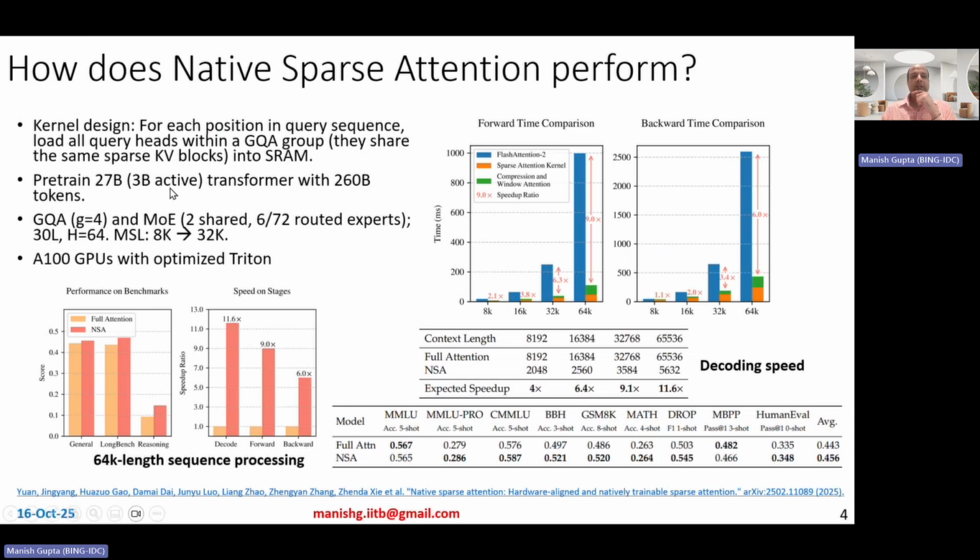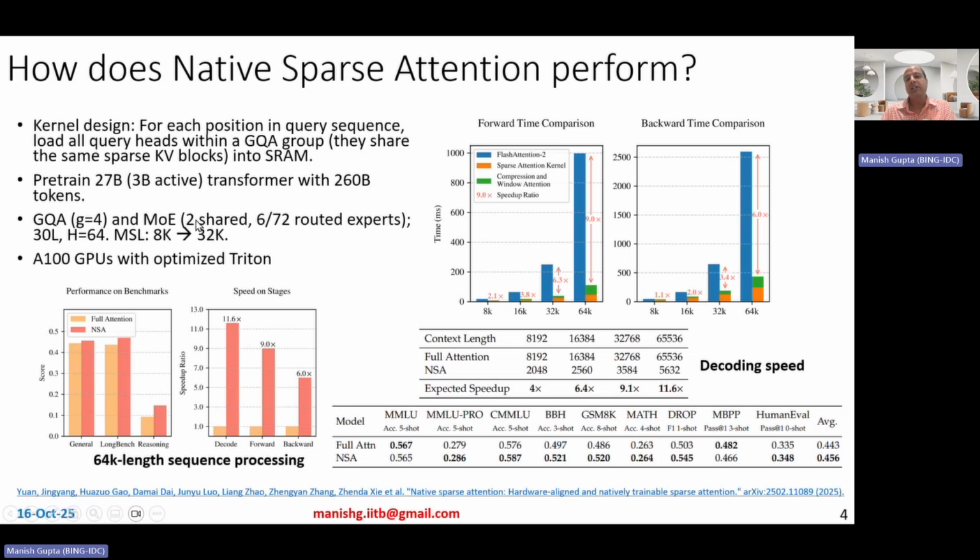So the experiment with pre-training: the pre-trained model, as I mentioned, is the training-based approach, so you need to train as well. They pre-train a 27 billion parameter model with GQA, where the group size is 4, and MoE, mixture of experts. So basically, they train a mixture of experts-based 27 billion parameter model, which means not all experts are activated at any point of time.